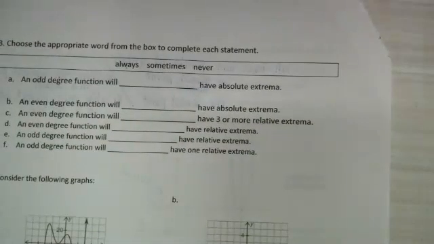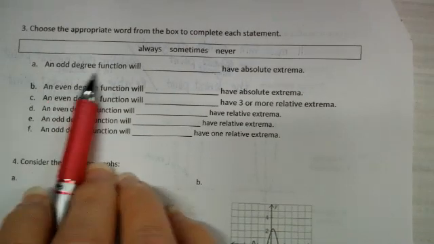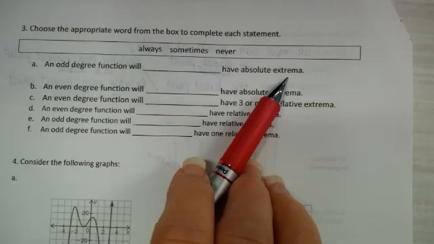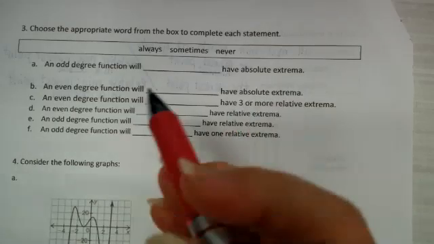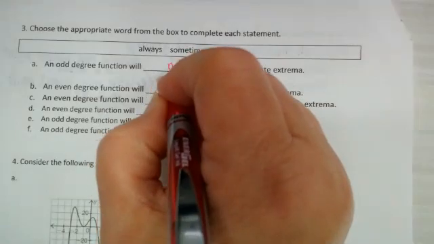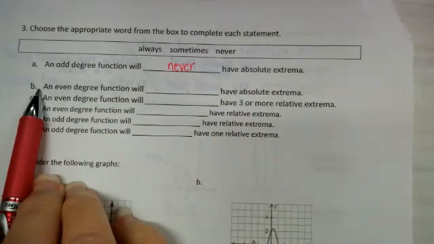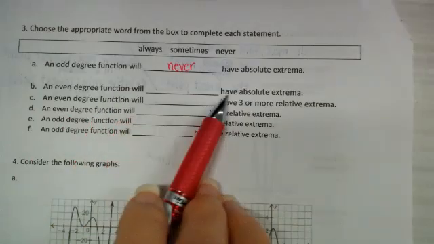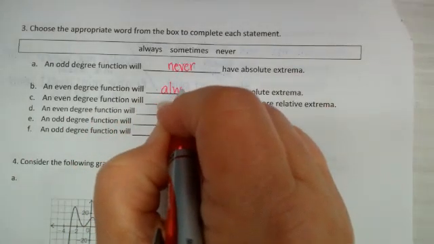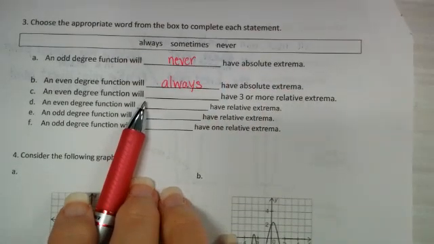So on the next page, we're going to choose always, sometimes, or never. An odd degree function will have an absolute extrema. Well, remember our odd degree functions have a domain of all real numbers? So this is never. Odd degree functions can never have absolute extrema. How about an even degree function? Can they have absolute extrema? Always. Think about your fourth power and your sixth power that we just demonstrated on the previous page.